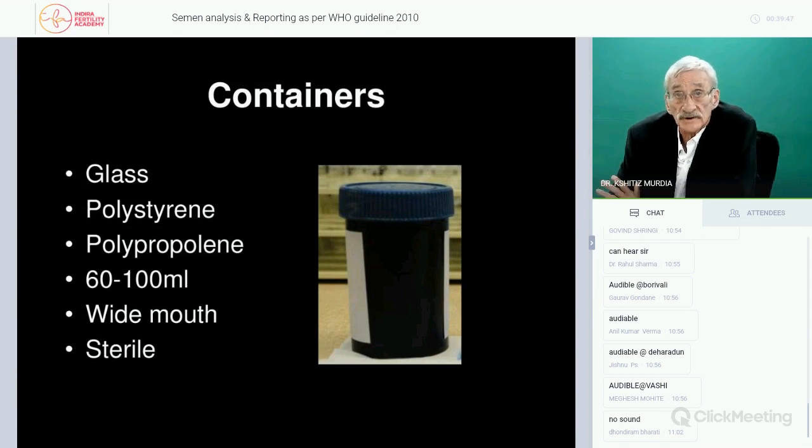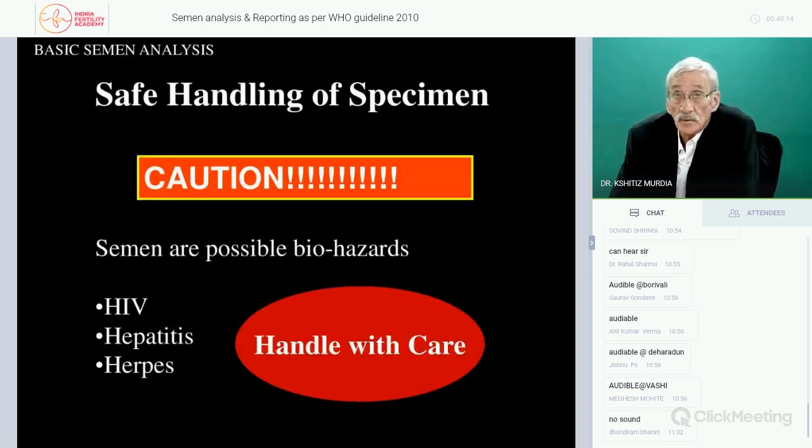What is important is the containers that one should use. Glass is not really acceptable because some men drop the glass at that point when they have ejaculation. Polystyrene, polypropylene, a huge wide mouth opening, and if it can be black, it's better because sperm doesn't like oxygen. Always be cautious to handle semen because it can be hazardous material, with viruses inside.